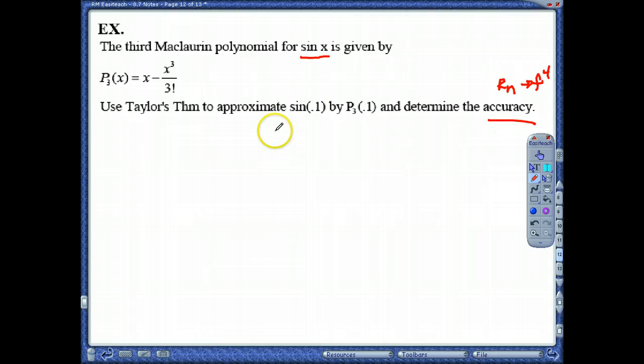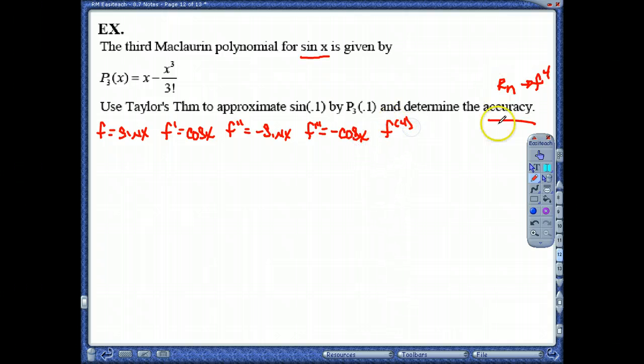To refresh our memory here, our original function is sine, and I'm going to streamline my notation so I can fit it all on there. The first derivative is cosine. The second derivative is negative sine. The third derivative is negative cosine. And then the fourth derivative, what I need for my error or my accuracy, is back to sine.